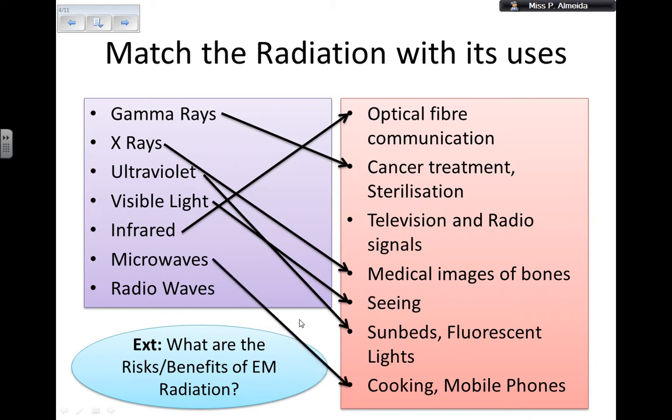Microwaves are used for cooking and mobile phone signals, sometimes some TV signals as well. So the microwaves heat up the molecules of water in your food, and this heats your food. And finally, we have the radio waves, which are used for TV and radio signals, okay? So these are the radiation types and their uses within the electromagnetic radiation.